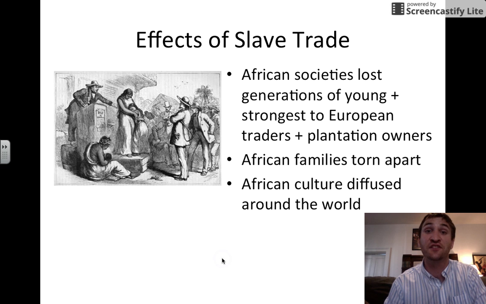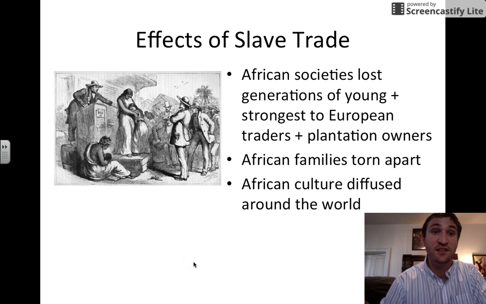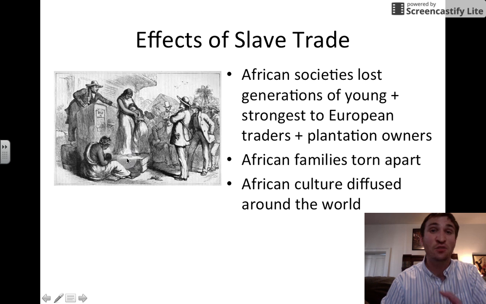What were the effects of the slave trade? African societies lost generations of their youngest and strongest to European traders and plantation owners who were taking the best, most athletic to their plantations. This is, as you see, a slave auction, and a mother and a daughter might get broken up here. And that's what also happened.